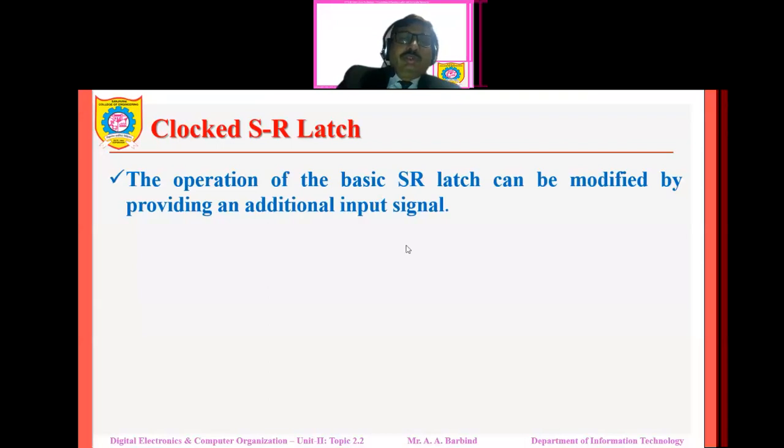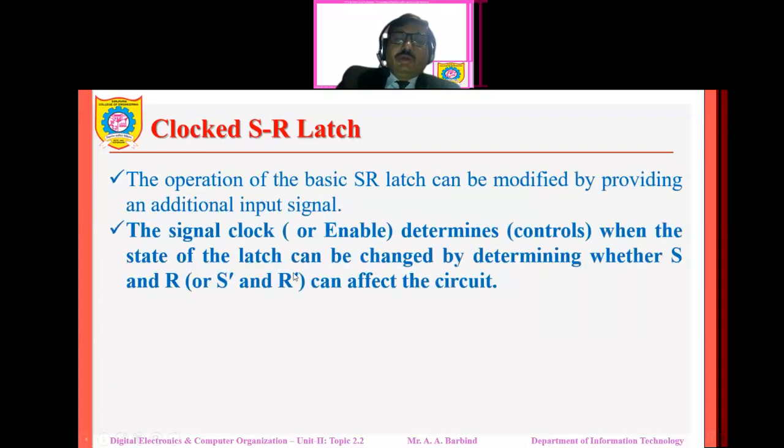Let us now see the clocked SR latch. The operation of the basic SR latch can be modified by providing an additional input signal. The signal clock or enable determines or controls when the state of the latch can be changed by determining whether S and R or S dash and R dash can affect the circuit.